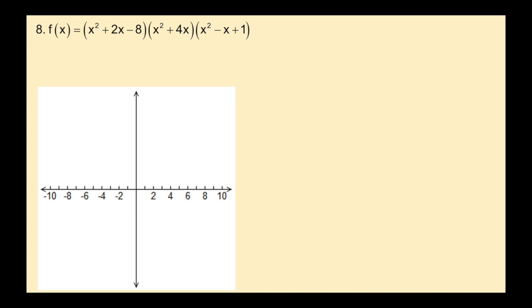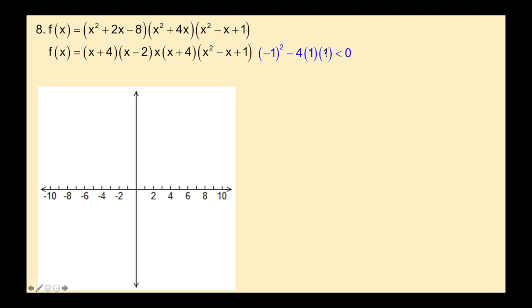For number 8, do the same thing. We're going to try to factor if we can. And when we factor, these are the factors. Again, we want to look at this set right here that is not factorable, and we're going to try to find the discriminant of that. When I go to do that, I do get a negative number.